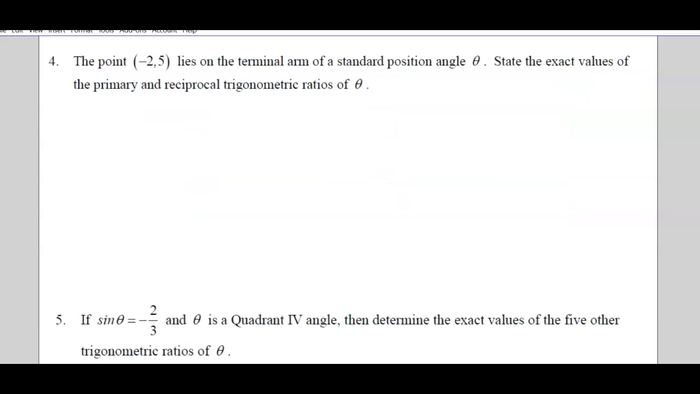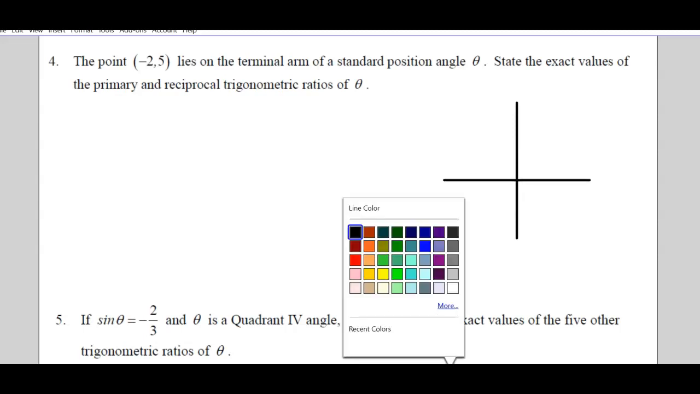Okay, so now we did some similar to this back in math 10, but we kept it into certain quadrants. Now it's going to be in many quadrants. So the point -2, 5 lies on the terminal arm of the standard position angle theta. State the exact values of the primary and reciprocal trig ratios. So I always suggest doing a little sketch, so you make sure you know what quadrant it's in, and you visualize that.